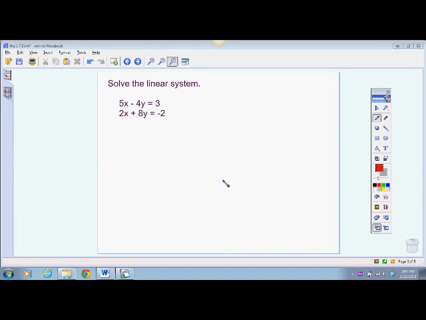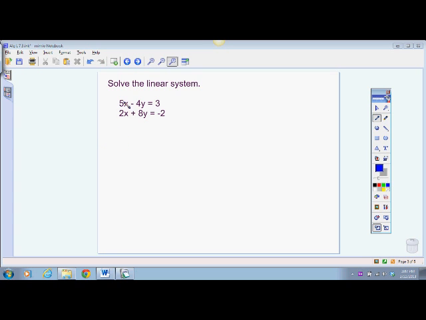At this linear system, we can see that our variables are lined up. But there's not an easy way, if we wanted to solve this with combination, that we could just add them together. So in this case, we're actually going to have to multiply one of the equations by some number to get one of our variables to cancel out.